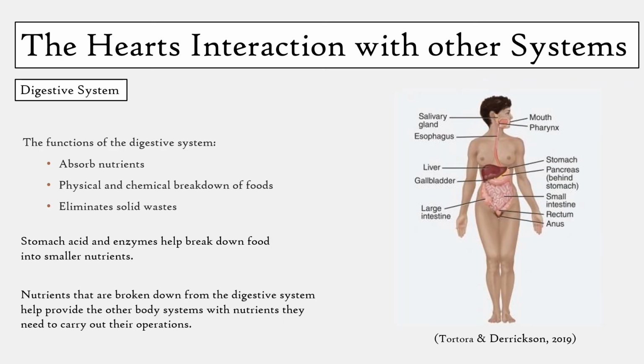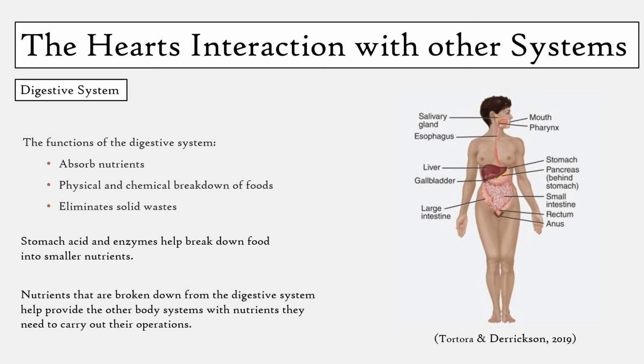Another system that the heart interacts with is the digestive system. The digestive system works with all the components of the cardiovascular system, the heart, blood, and blood vessels. The digestive system's functions are to absorb nutrients and break down foods physically and chemically.